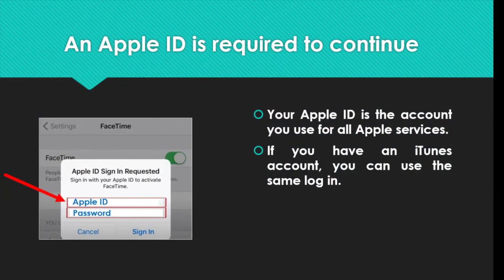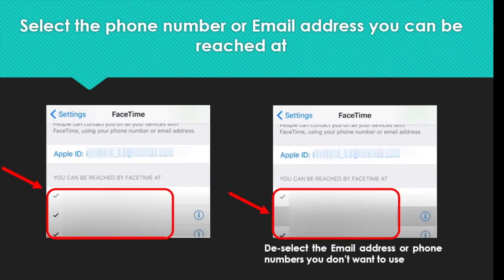After you do that, you will be required to put your Apple ID and password in so you could sign in. And your Apple ID is the account you use for all your Apple devices. And what you're doing is you're going to either select or deselect phone numbers or email addresses, which are your contacts, on how you can be reached. So you need to select the phone number or email address you can be reached at. On the left-hand side, you can tell there are 3 check marks, whereas on the right-hand side, there's only 2, and that is what you're doing is deselecting a number you do not want to be reached at.